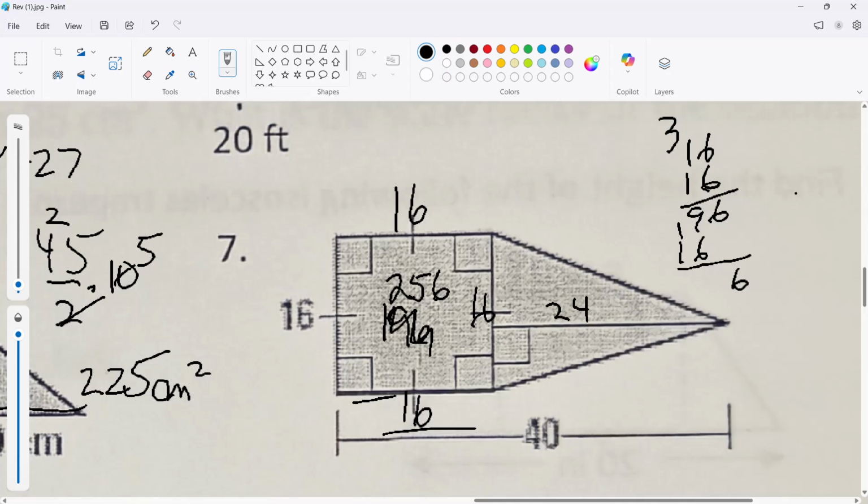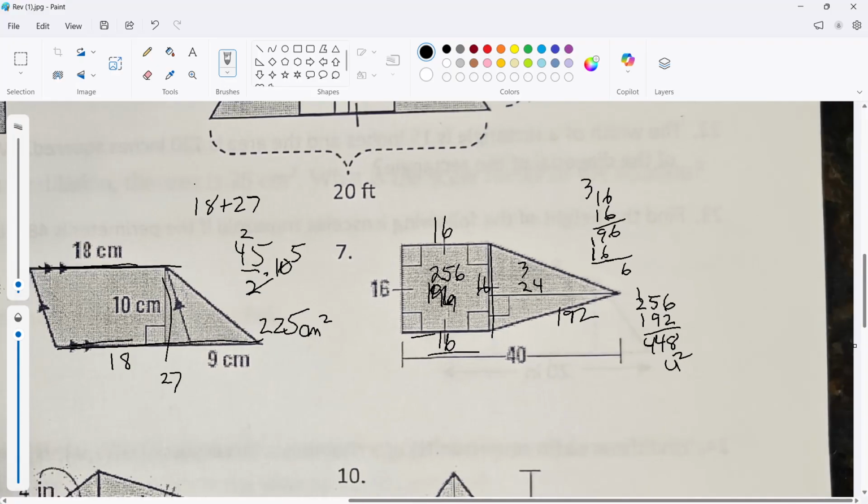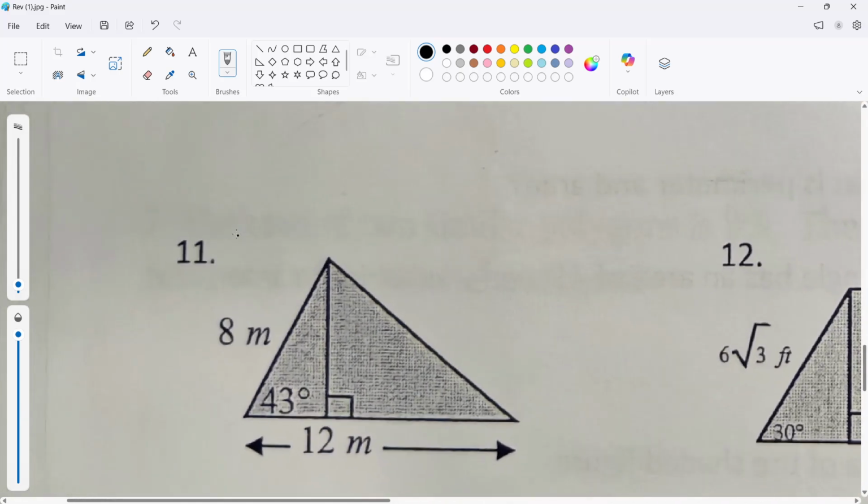The height of that is 24. The base of that triangle is 16. And so 1/2 base times height, 8 times 16 times 24 divided by 2, which is 8 times 24. 192. So I got 256 plus 192. 448, again, square units. Number 7. I keep saying that's number 16.